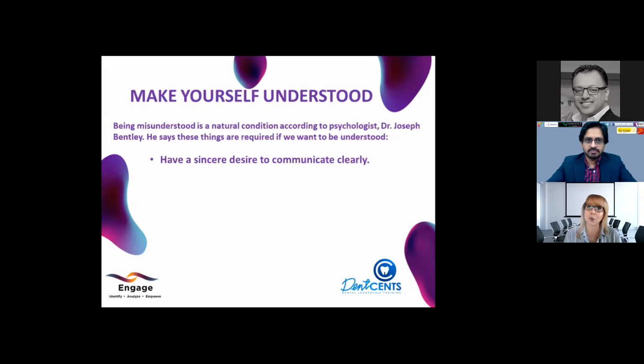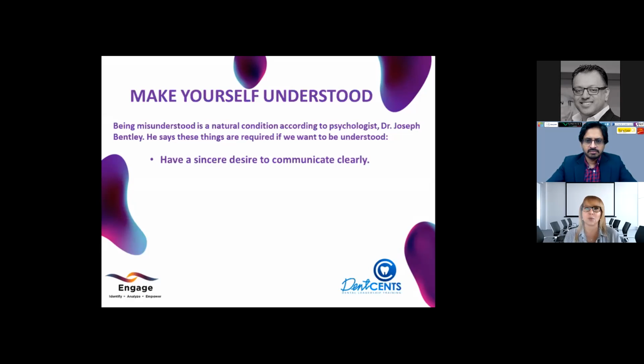So we have to really look at what type of wording we are using. How are we not communicating clearly with our patients and actually scaring them? Make sure that we're using terminology that is changed.